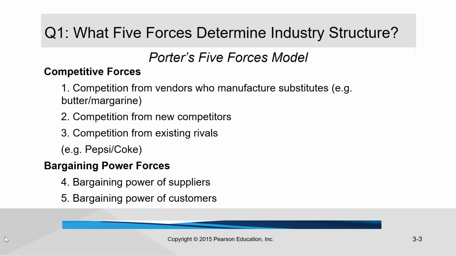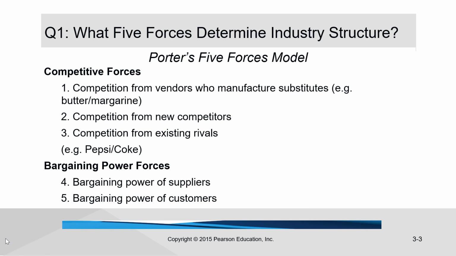Or how about competition from existing rivals? Think of Pepsi versus Coke. These are 2 competitors that are both competing with each other. So we could say that for Pepsi, this competitive force, the competition from existing rivals, is high because Coke is such a massive brand.